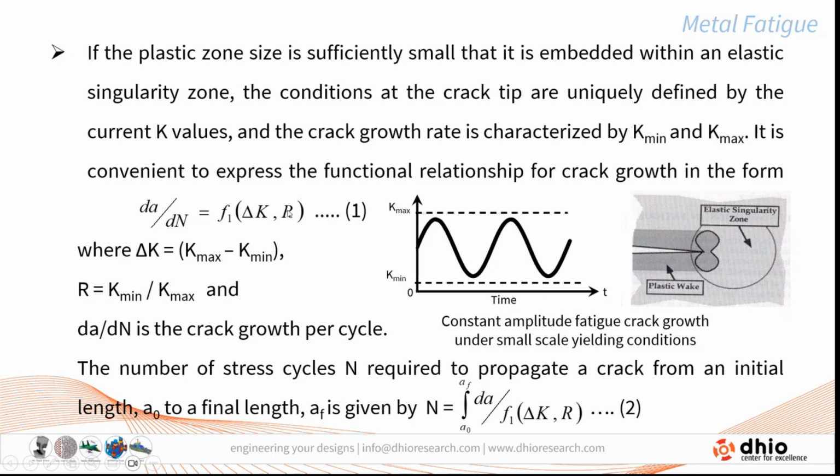Now here, this is for a constant amplitude. If it is a variable amplitude, then the load history of the previous cycle is also going to be one of the functions. If you assume a constant amplitude cycle, then the number of cycles to failure is obtained by integrating this, and that can be determined as N equal to the integral of da by f of delta K and R, within the limits from a0 to af, where a0 is the initial crack length and af is the final crack length.